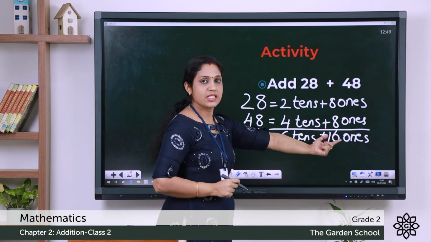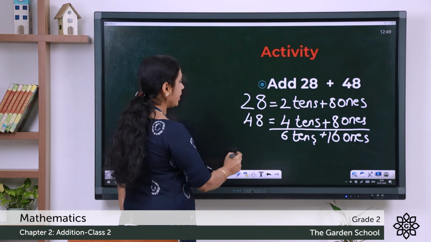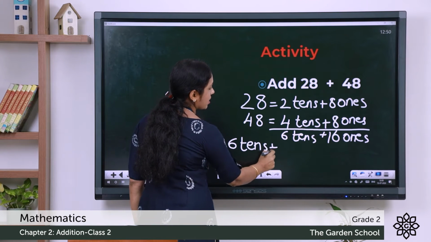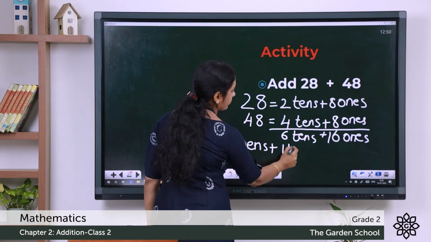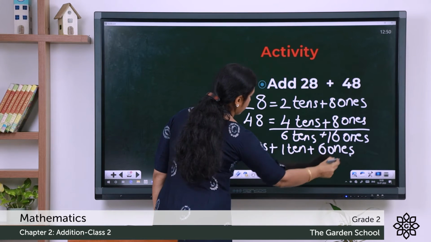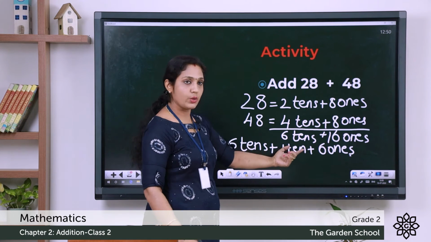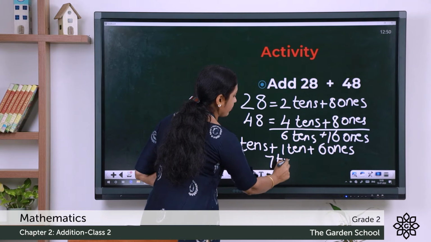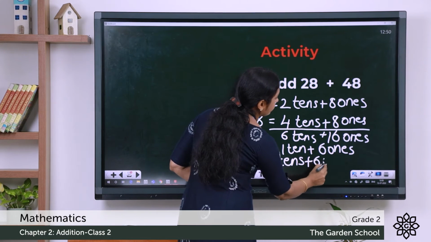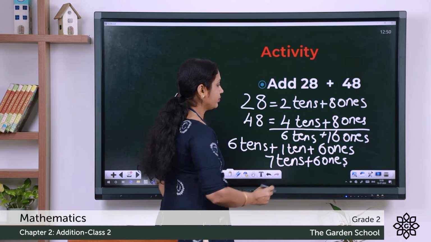Now, we have to split this 16 ones. It is 1 ten plus 6 ones. So, we write as 6 tens plus 1 ten plus 6 ones. Now, we have to add the tens position. 6 tens plus 1 ten is equal to 7 tens and 6 ones. So, the answer we get is 76.